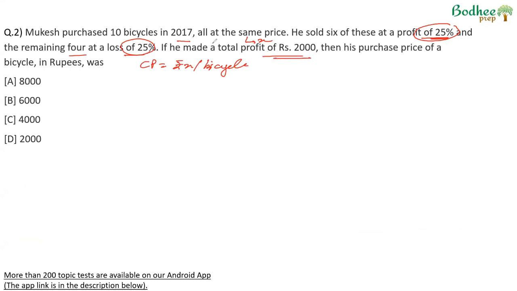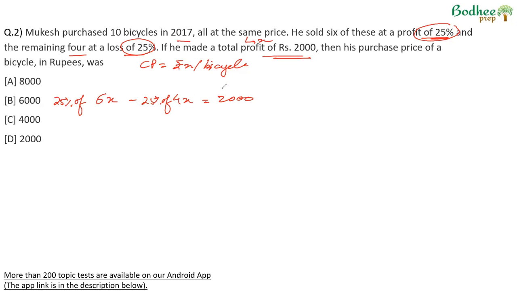He made a total profit of 2000, then his purchase price of the bicycle in rupees was. Now, if the price of each bicycle is X, the bikes which are sold on a profit, their cost price will be 6x. The bikes which are sold on a loss, their cost price will be 4x. The profit here is 25% of 6x. The loss here is 25% of 4x. Profit minus loss will give us the overall profit, which is given as 2000. We get an equation in x which we can solve.